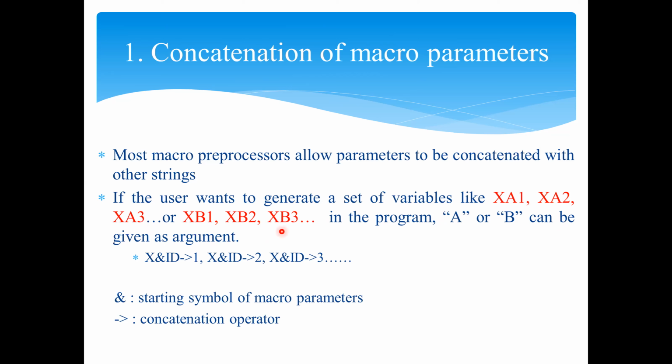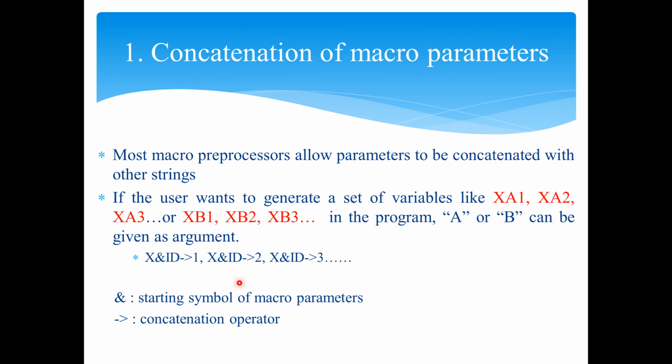How you can do that is, in the macro body, suppose the parameter is id. The parameter has to start with an ampersand, which denotes the starting symbol of macro parameters, followed by a concatenation operator, which is an arrow. So when you expand the macro and pass the argument a or b, wherever the id is defined, it will be replaced with the string a or b depending upon the invocation.